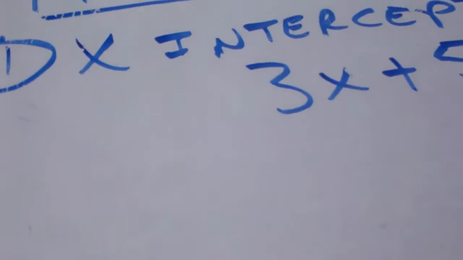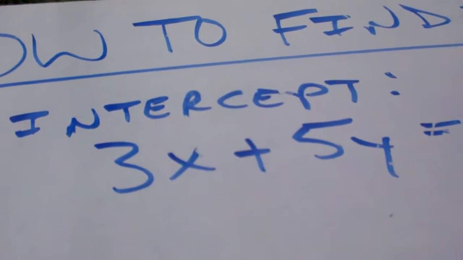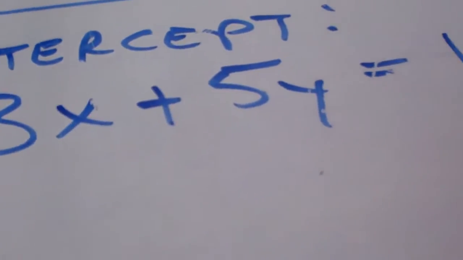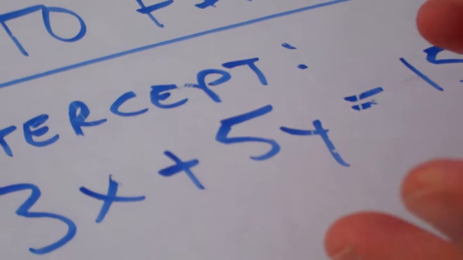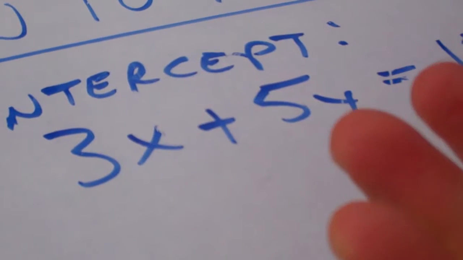The first one is the x-intercept, and there's a really easy way to do it. You don't even have to get it into slope-intercept form at all. Let's take this equation for instance, 3x plus 5y equals 15. I don't want to mess with slope-intercept. All I need to do is find the point where y equals 0, because when y equals 0, that's where the line is going to cross the x-axis.